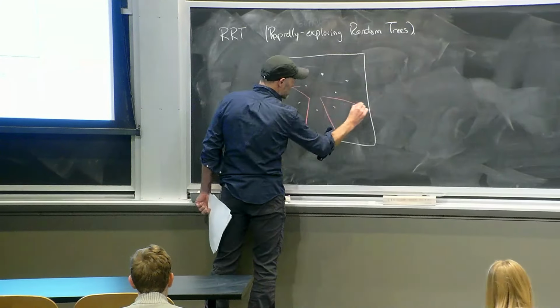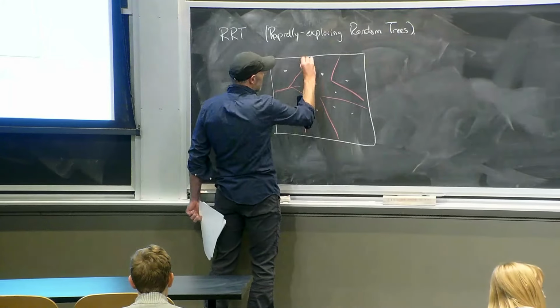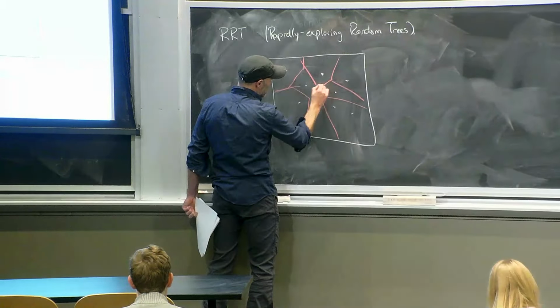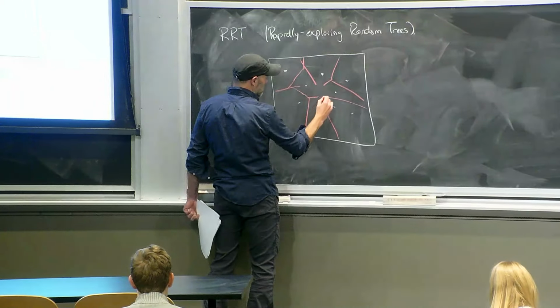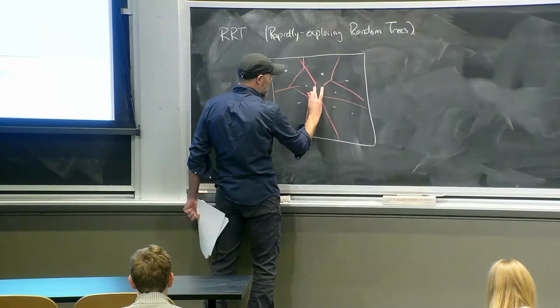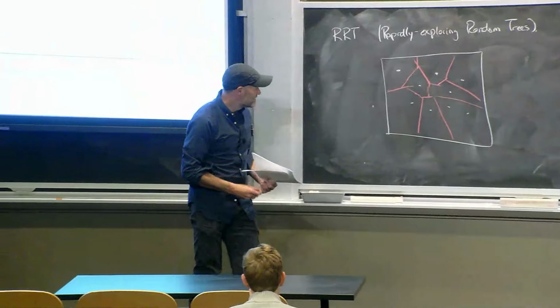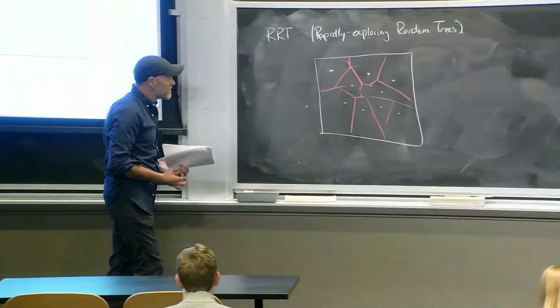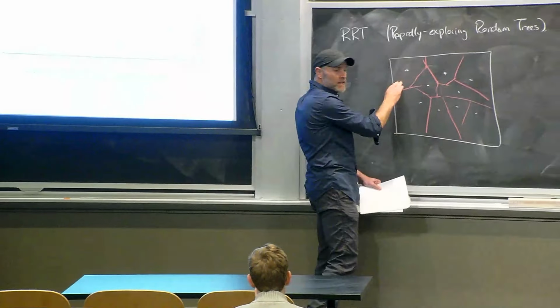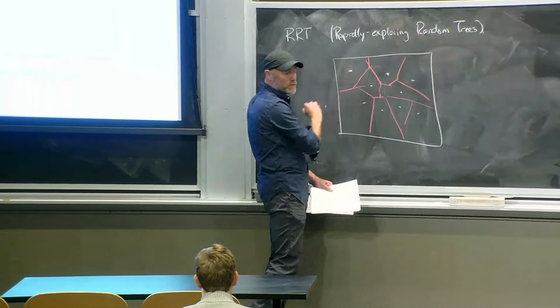I should have made it easier for myself, it's kind of a hard one. Something like that, and then what happens in the middle goes like this, and I don't know. Yeah, that was really hard. Something like that, with a little detail missing in the middle. So this region here is the set of all points that are closer in Euclidean distance to that point than any other point.